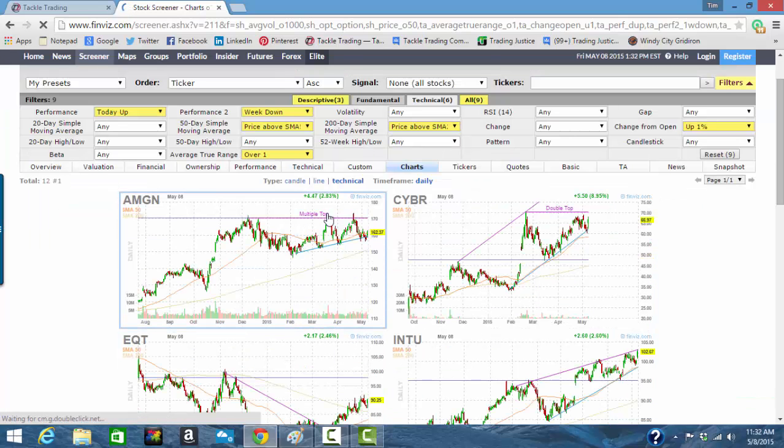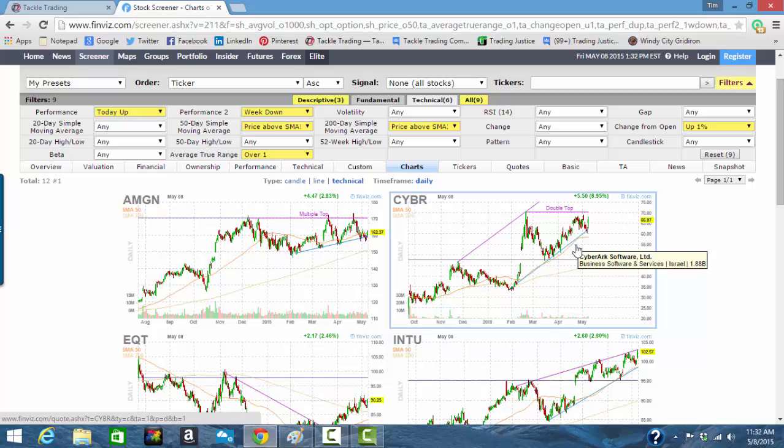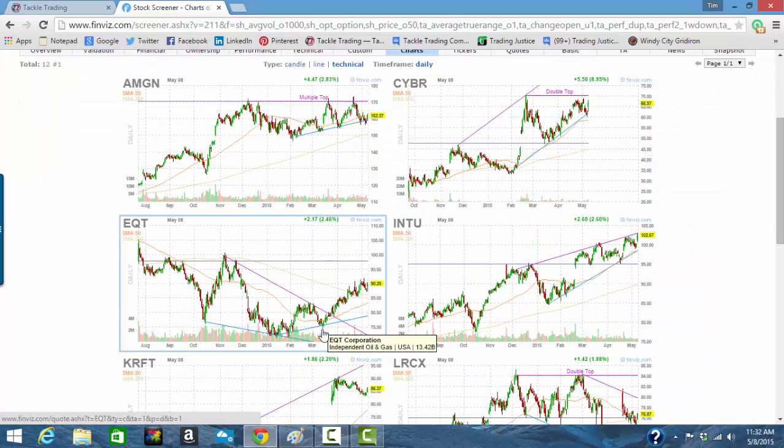Amgen, double top, pullback, just like we talked about, what we were looking for, a little pop up. That's good. CYBR, about to break out of an ascending triangle. It had pulled back. Good green candle today. EQT, okay. Trend from January, higher low in March, breakout. It was going on red candles the last few days, and then it popped back up.